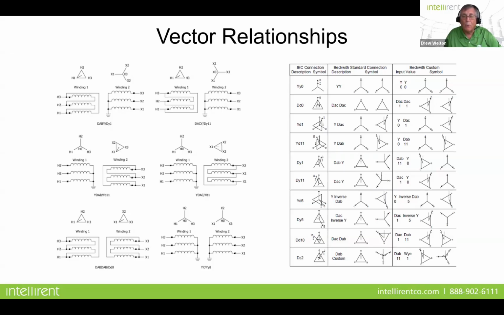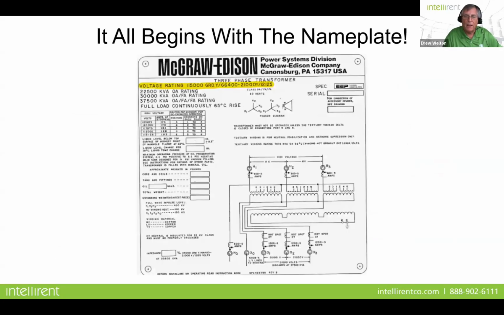So even though they're representing the exact same configuration, they could be labeled differently. For instance, you've got a YD11, so that's Y primary, D secondary with 11, which would represent a 330-degree phase shift between the two windings, which can also be called YDAB. These are things that are important to understand when you go to configure the relay and when you go to test the relay. And this is all present on the transformer nameplate. The problem is they don't always look the same from one transformer manufacturer to the other, so you have to look at them very carefully.